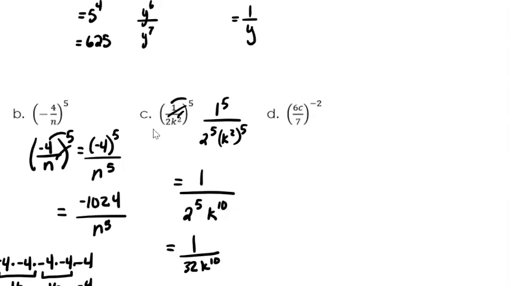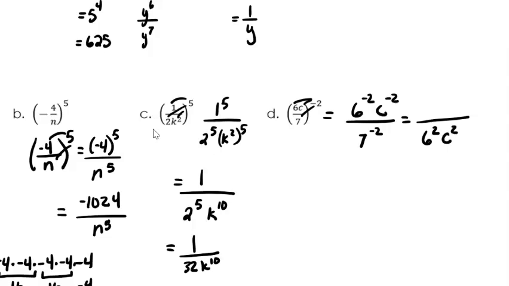Okay, so here we have a negative exponent. I'm going to go ahead and distribute it first. So I get 6 to the -2, c to the -2 over 7 to the -2. All right, the 6 to the -2 moves to the bottom because it's a negative exponent. So does the c because it's a negative exponent. And then this 7 to the -2 moves to the numerator at the top because of the negative. So I end up with 49 over 36 c squared.